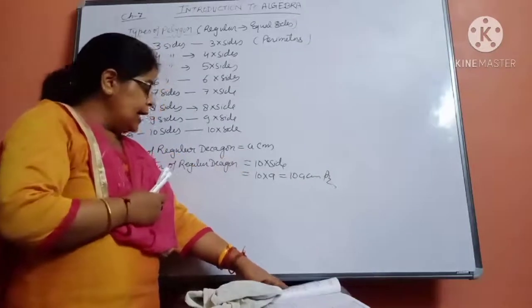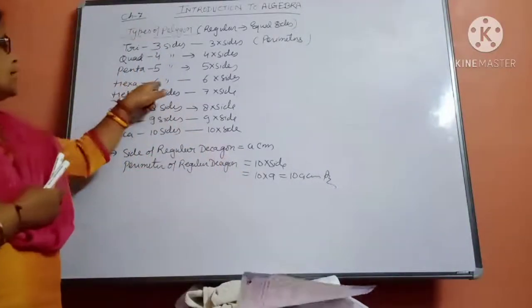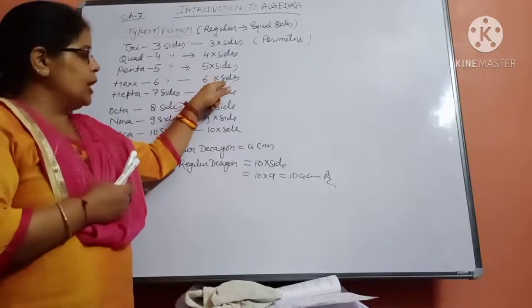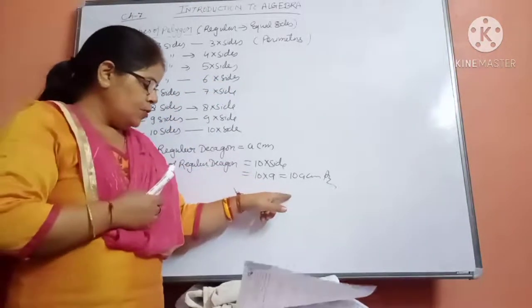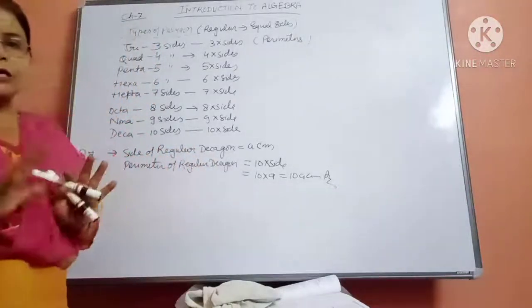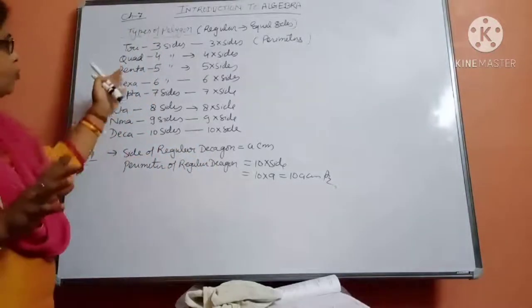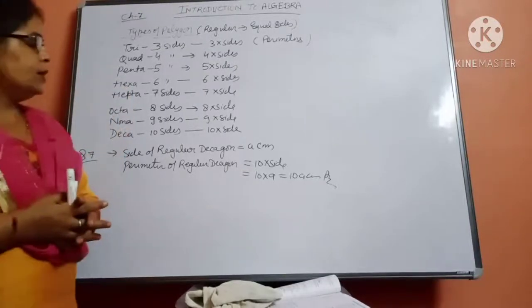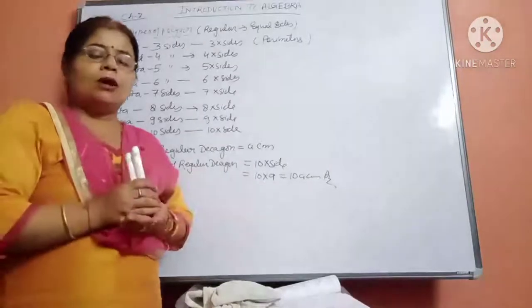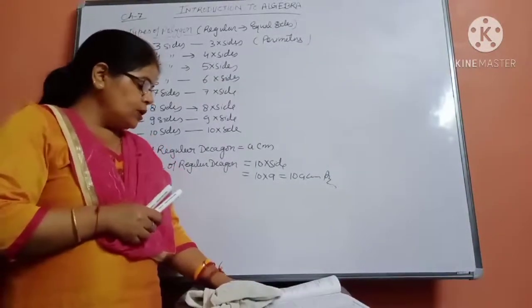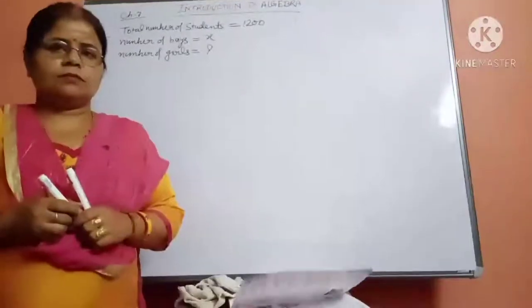For a regular hexagon, hexa means how many sides? 6 sides. So what will its perimeter be? 6 into side, 6 into A. It will become 6A. Okay. In this way, you will complete question number 8 yourself, because I have taught you how to write the perimeter according to the number of sides. Okay, now we are moving to question number 9.